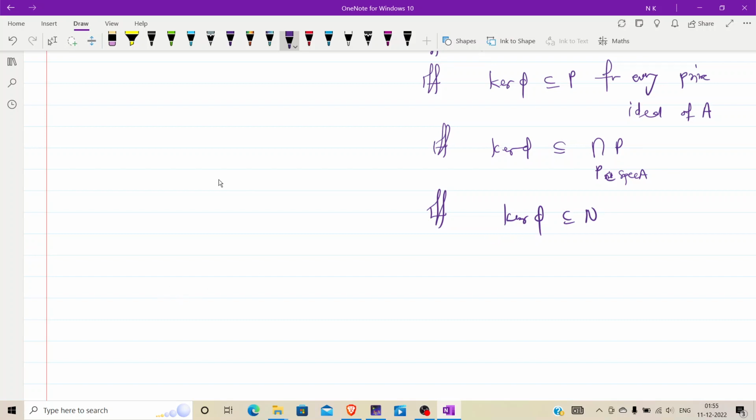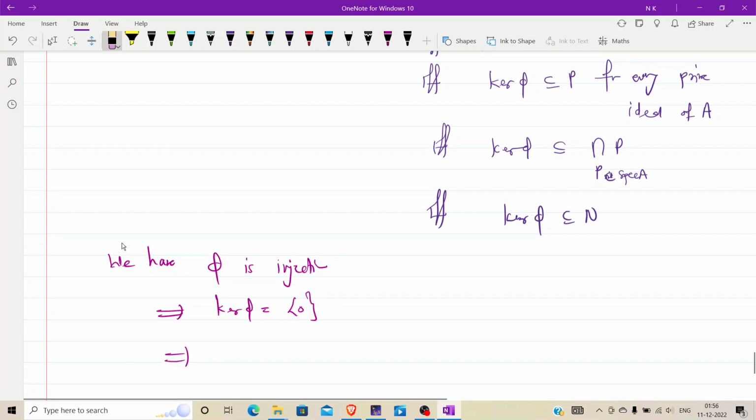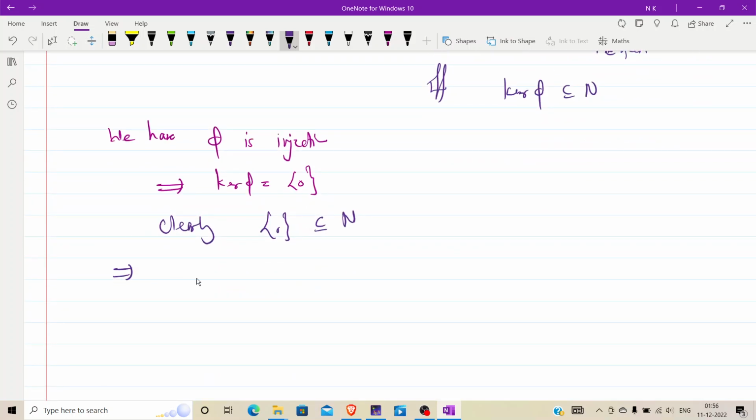Okay, but now what is given to us? We are given that phi is injective. So what does this imply? This implies kernel of phi is equal to the singleton 0, and the 0 element is always in the radical. Clearly, singleton 0 is contained in the nil radical. So that's why this condition has been satisfied, and that's why phi star of Y is dense in X.